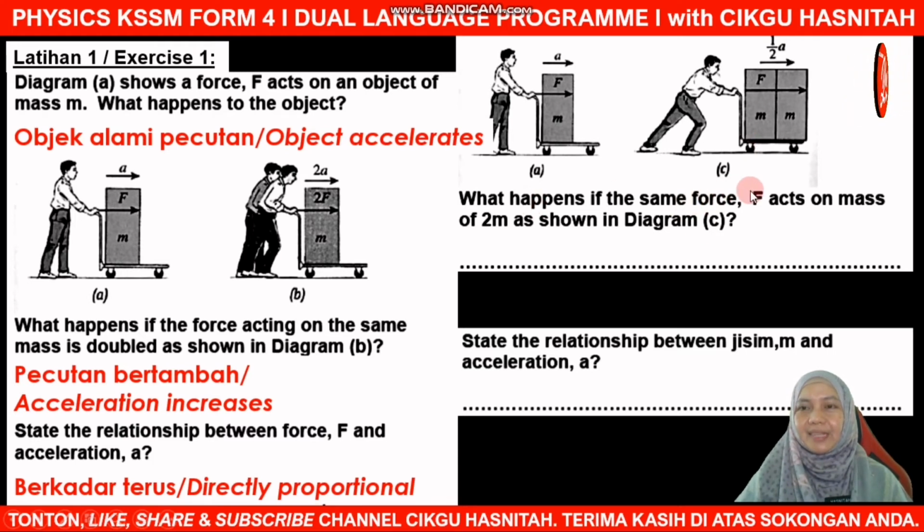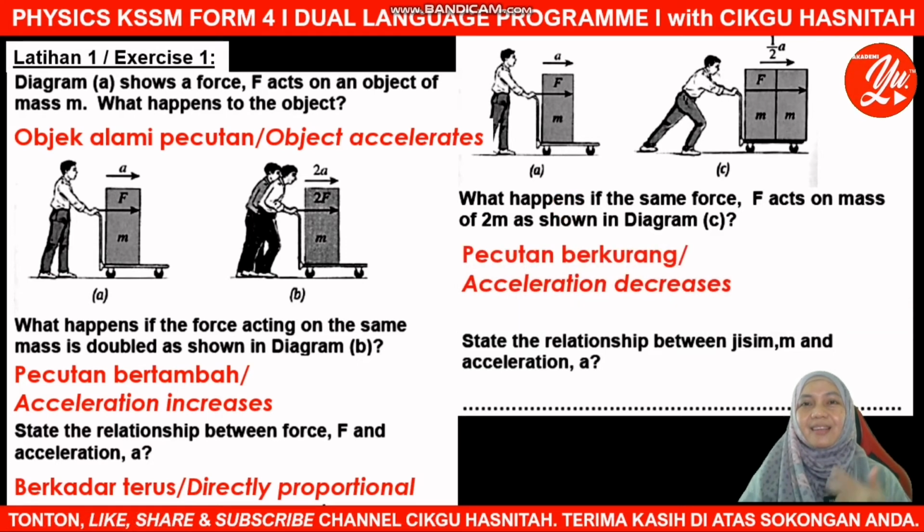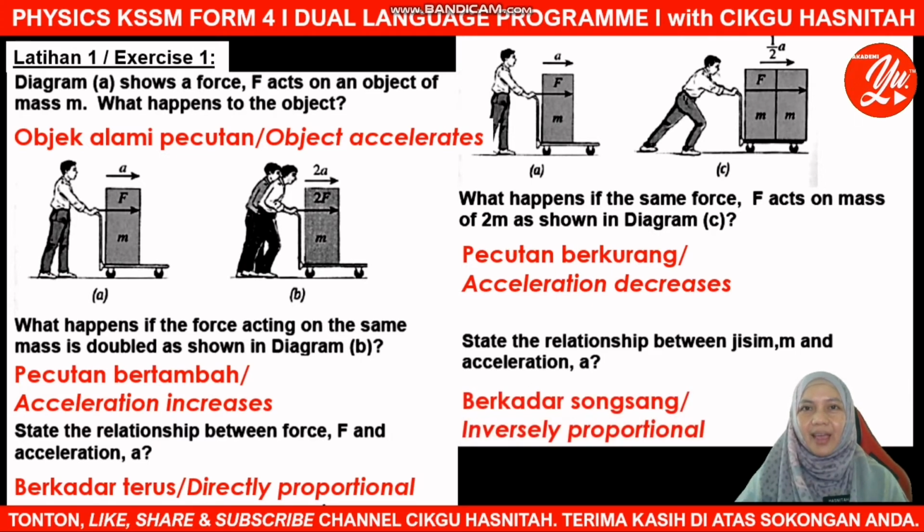What happens if the same force F acts on a mass of 2m as shown in diagram C? So now we keep the force constant, but we double the mass of the block. So what happens to the acceleration now? Very good. It will decrease. Acceleration decreases. So this will give a relationship of, yes, very good, a and m are inversely proportional. The acceleration is inversely proportional to the mass.